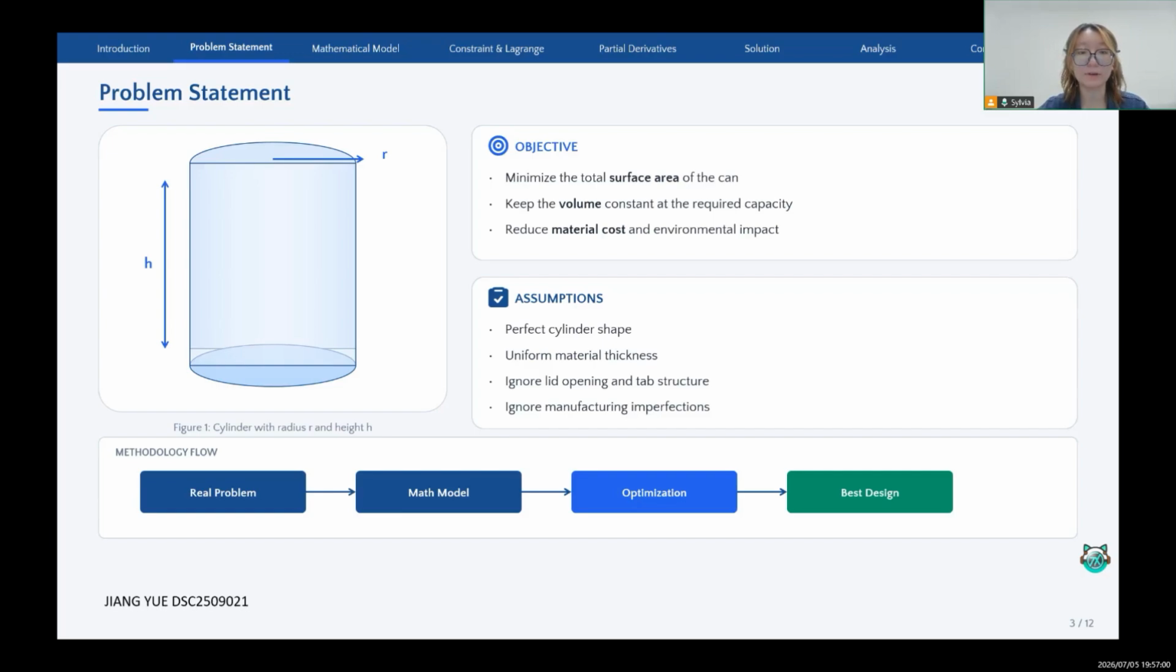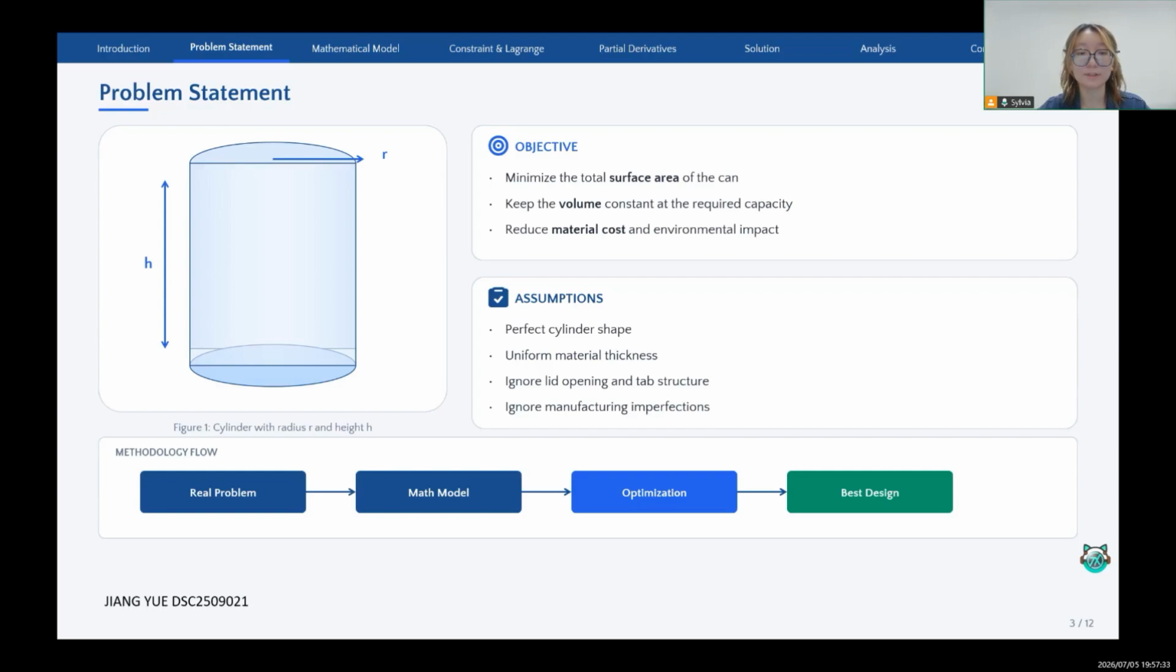To make our math calculation simple, we set several basic assumptions. We treat the can as a perfect cylinder. We assume the aluminum sheet has the same thickness everywhere. We ignore small parts like the pull tab and lid edges. We also ignore small mistakes in real factory production. All these tiny details would make our equations too hard to solve.